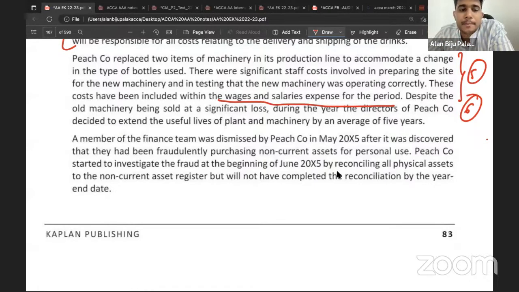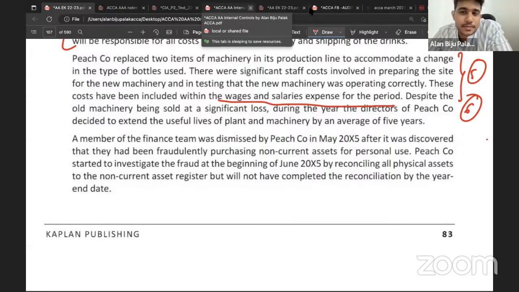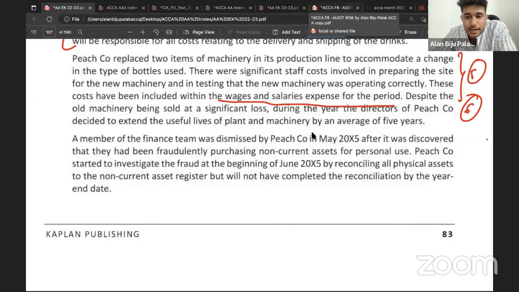okay. The member of finance team was dismissed by peony company. And the risk of fraudulent purchase of non-current asset. Okay. What the risk? Investigation started, but the complete record is not enough. They have already mentioned that they haven't completed the physical verification of the PPE. They have clearly mentioned it over here. The investigation have been started, but the reconciliation of all physical to the non-current asset register will not be completed until the year end. So what will happen in that case?